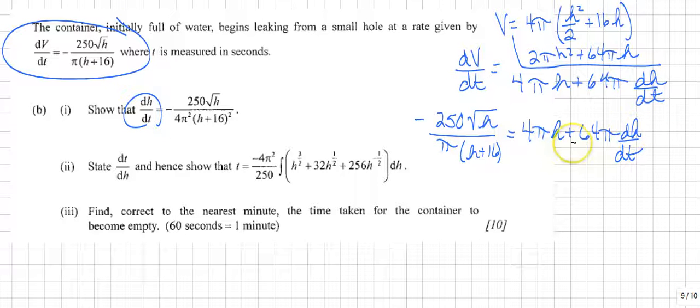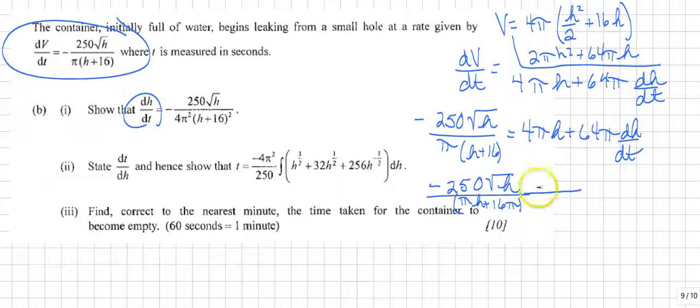So I'm going to divide both sides by 4 pi h plus 64 pi, and this is going to get a little messy. I can see it already. So that's the numerator, and on the denominator I'm going to go ahead and distribute that as pi h plus 16 pi. Now I'm dividing by 4 pi h, so I put that on the denominator, so 4 pi h plus 64 pi, and that's going to equal my dh dt.